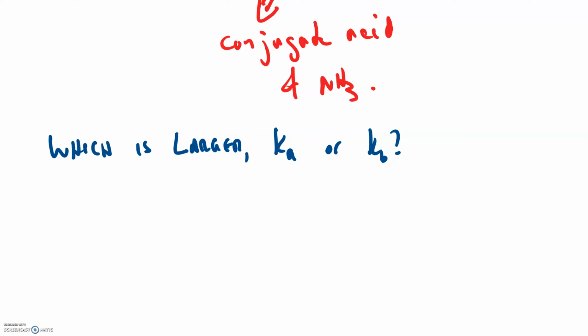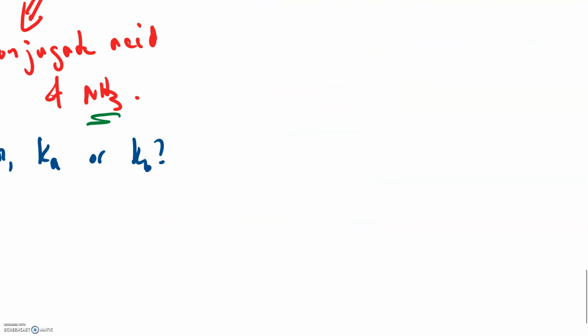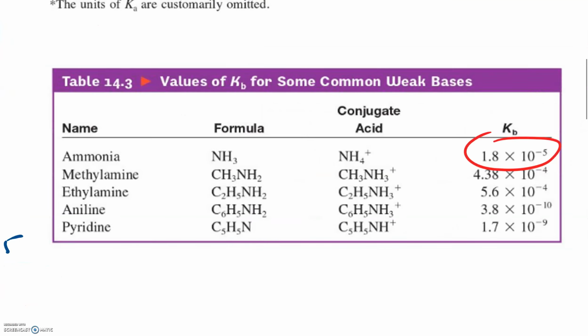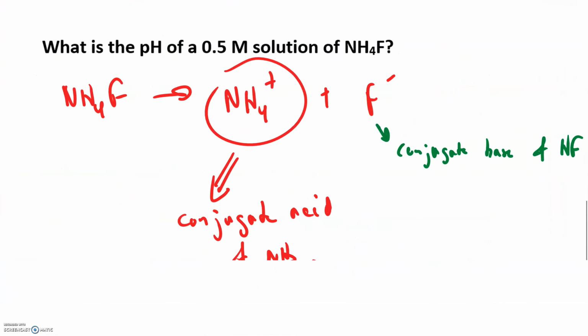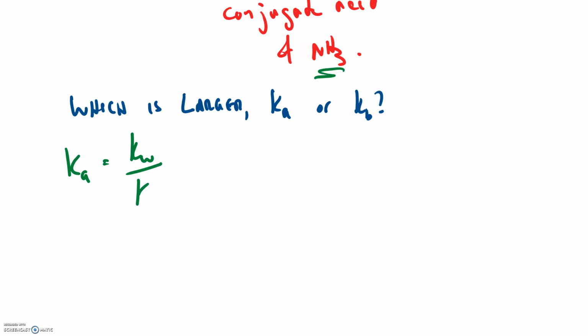So I'm going to find the Ka of our conjugate acid. Since this is the conjugate acid of NH3, let's go up here and find its Kb. I think it's 1.8 times 10 to the negative fifth. Right here, 1.8 times 10 to the negative fifth. That's our Kb. So let's plug that in and find our Ka. Ka is going to be equal to Kw divided by Kb. We know Kw is 1 times 10 to the minus 14th, and Kb is 1.8 times 10 to the negative fifth. So what's our Ka for this particular salt?